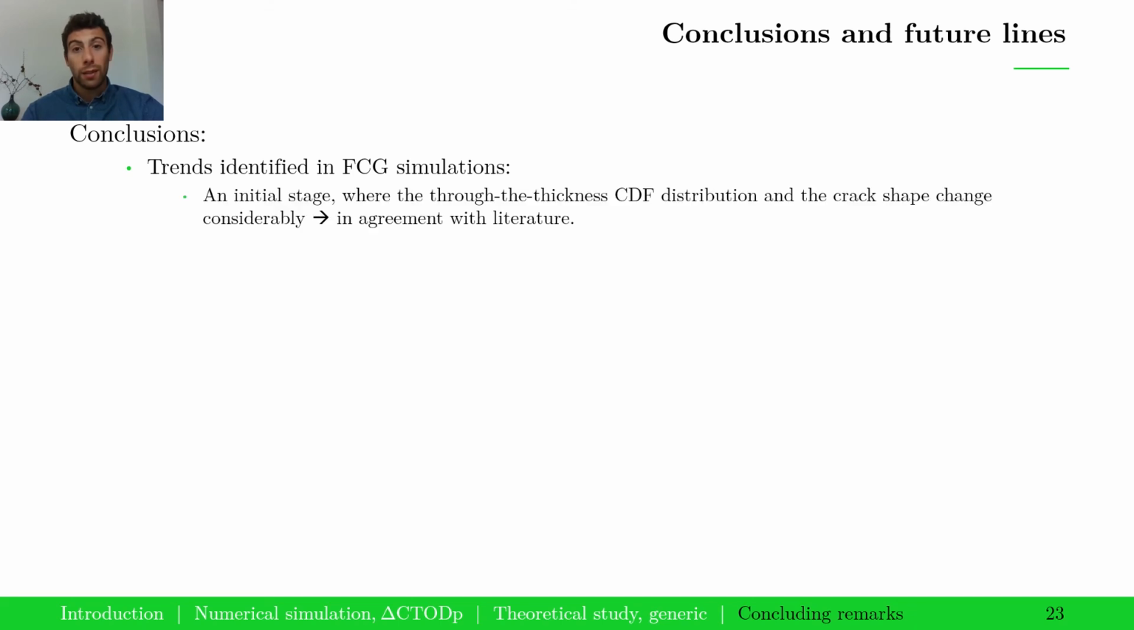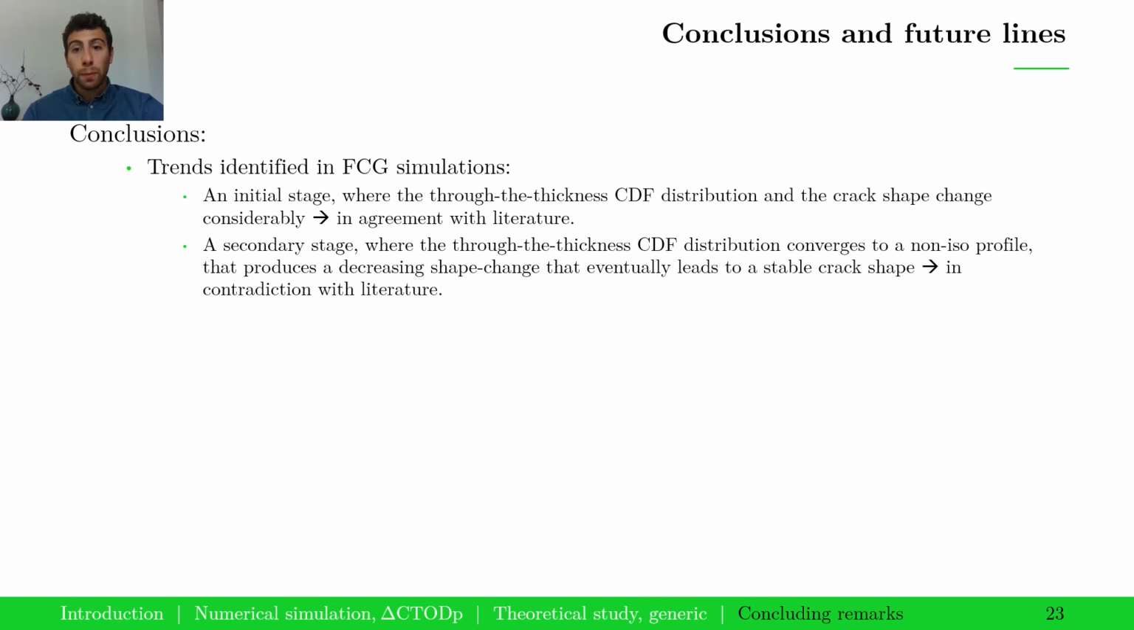It has been found that there is an initial stage where the crack driving force distribution and the crack shape change considerably, and that's completely in agreement with literature. But the results indicate that there is a second stage where the crack driving force distribution converges to a non-iso profile that produces a shape change that decreases progressively, eventually leading to a stable crack shape. This is in complete contradiction with the extensive literature.